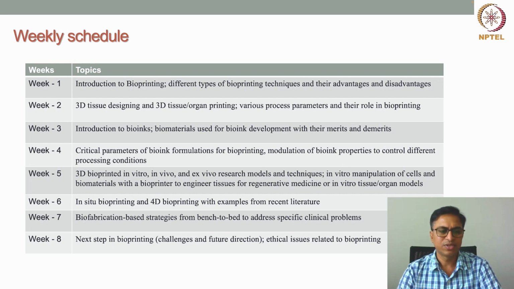Then in week 6, we will discuss a process called in situ bioprinting. That is when we do the bioprinting directly on the patient's or a person's skin or tissue directly. That process is called in situ bioprinting. Also, there is a new technology called 4D bioprinting that has evolved over time. So we'll discuss both these techniques along with some examples from the literature.